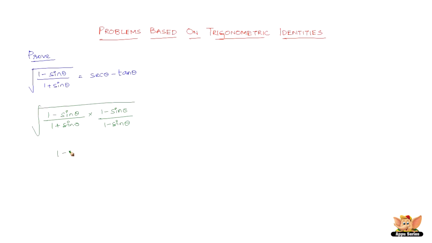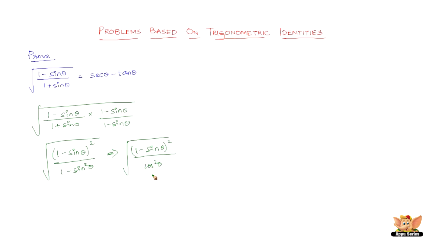So we're going to get 1 minus sine theta into 1 minus sine theta, which is nothing but 1 minus sine theta the whole square, and 1 plus sine theta into 1 minus sine theta is a plus b into a minus b, which is a square minus b square. So it's going to be 1 minus sine square theta. Now let's continue. We've got 1 minus sine theta the whole square. This is fine, but then we cannot take the square root of this. So 1 minus sine square theta is nothing but cos square theta.